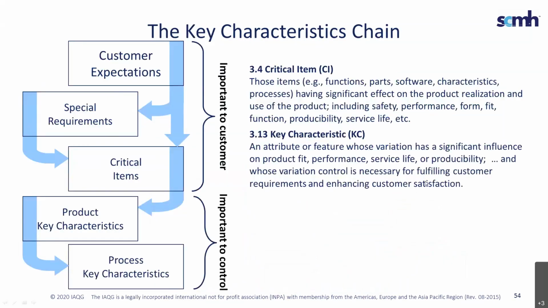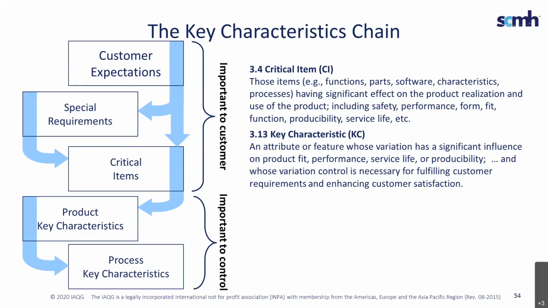Okay, key characteristics chain. This is a good document because it shows a very high level logic path of where key characteristics are created from. So you get customer expectations through many different documents. They can come through design specifications or any type of functional performance specifications that you can get from the customer. From there, with the customer, you develop special requirements, the things that we feel are going to be documented in some form of print or specification for us to follow.